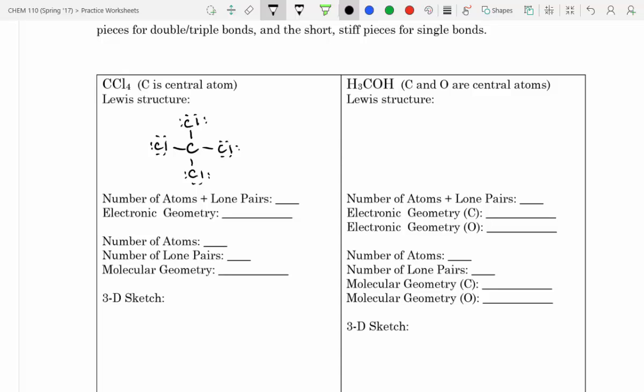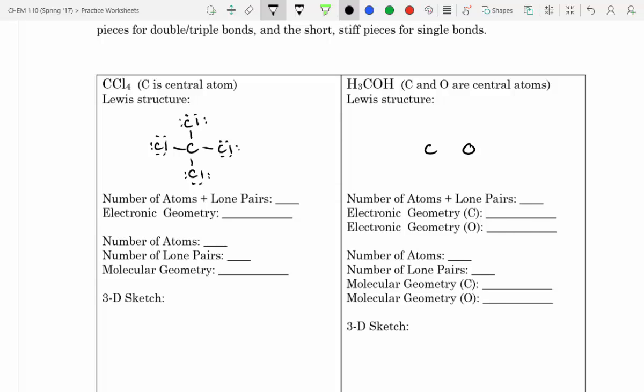No, I just want to be able to clearly see your single versus double versus triple bonds, for example. So I typically will draw it like this. Does that make sense? Okay, let's do the next one. The next one's a little bit trickier. It says carbon and oxygen are the central atoms. So I'm going to put those right here and right here.